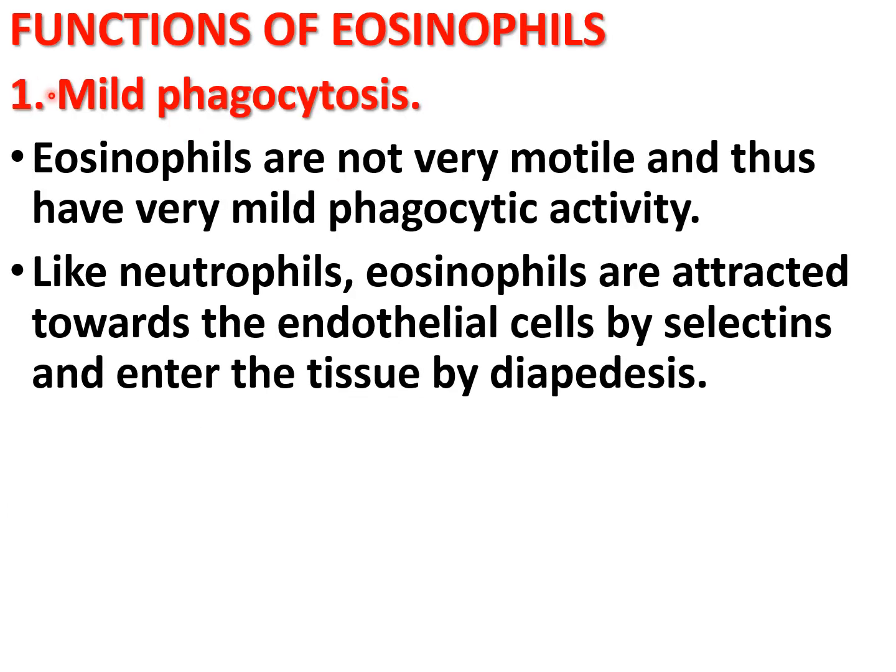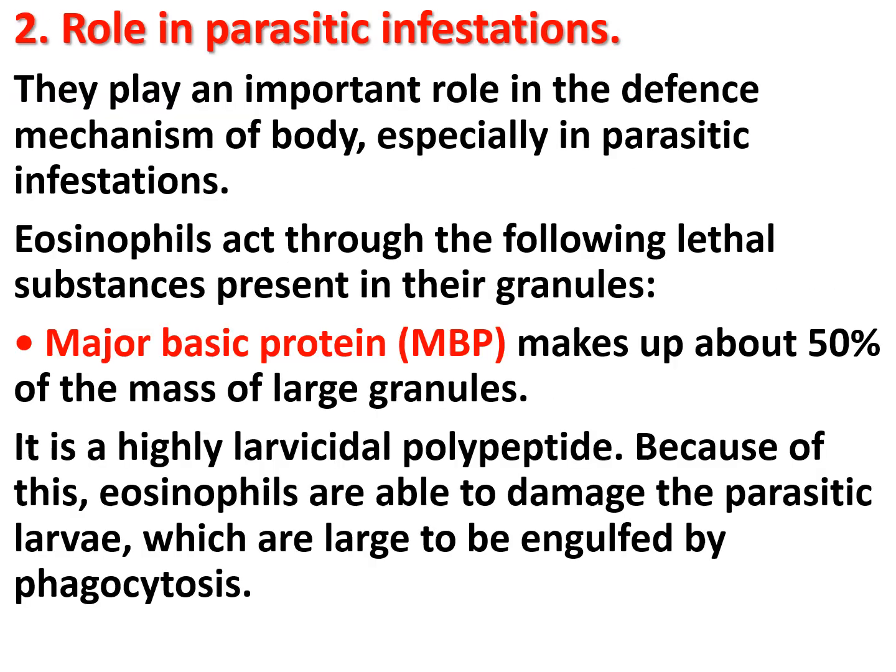Then comes the next cell, eosinophil. What are the functions of eosinophil? So it has a mild phagocytosis. Eosinophils are not very motile, and thus they have a very mild phagocytic activity. Eosinophils, like neutrophils, are attracted towards the endothelial cells by selectins and enter the tissue by diapedesis.